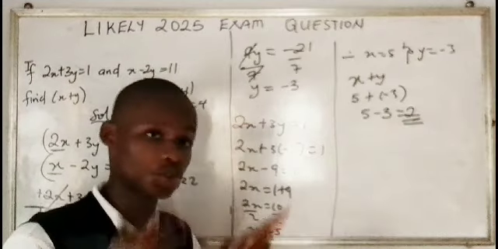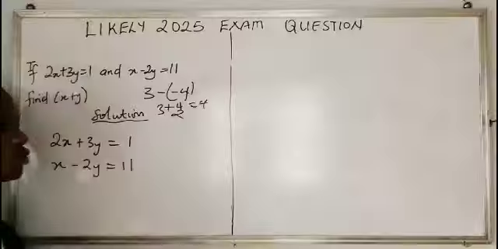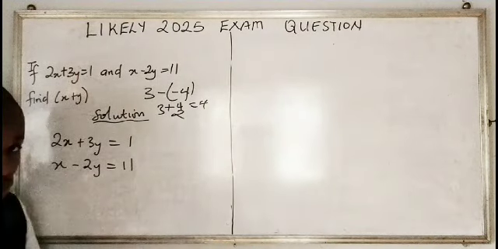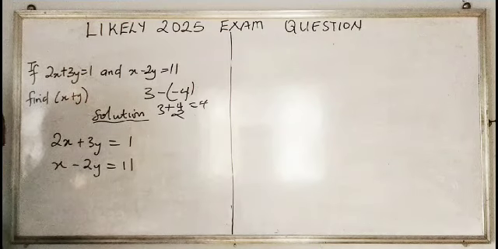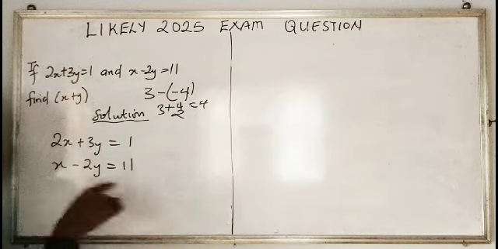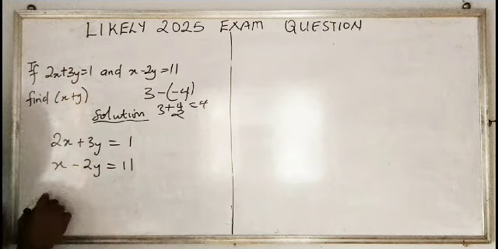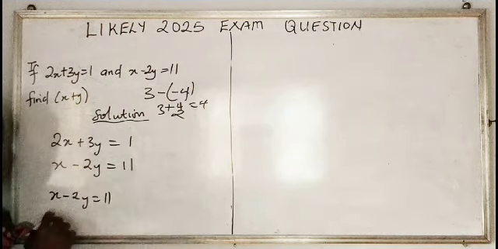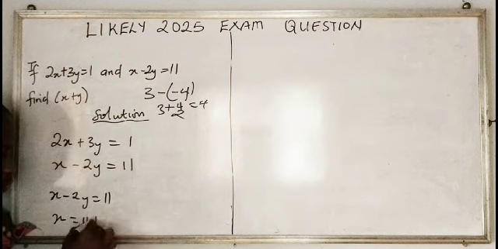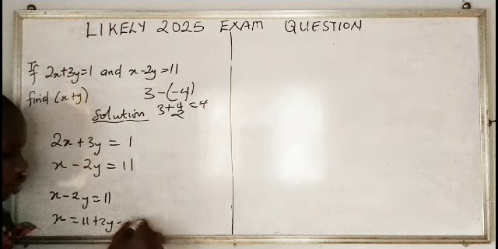Now let's go to the substitution method. When you want to solve a simultaneous equation using the substitution method, you pick any variable in any of the equations and make it the subject of the formula. So I want to make x in equation 2 the subject of the formula. So remember, equation 2 is x minus 2y is equal to 11. So making x the subject of the formula, I have 11 plus what? 2y. This gives me my equation 3.